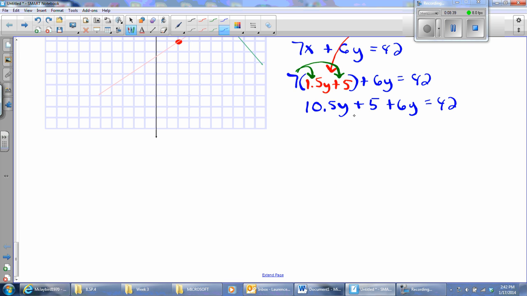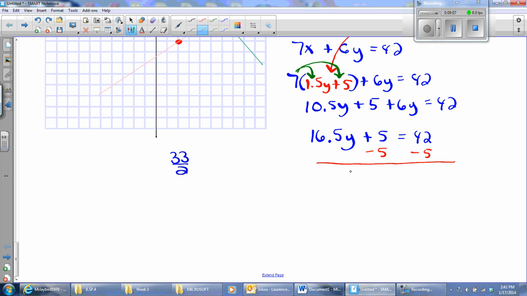Okay, so I've got some like terms here. That's going to be 16.5y. And just in the back of my head, I'm thinking 16.5 is going to be 33 over 2. I might want to use 33 over 2. I haven't decided yet. Okay, plus 5 equals 42. Now I'm going to subtract 5. Looks like this answer is going to get pretty ugly here, but that's okay. 16.5y is going to equal 37. All right, well now I've got to get y alone, so I'm going to divide each side by 16.5.